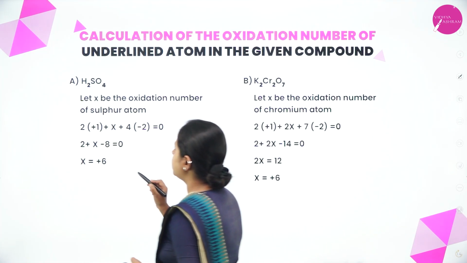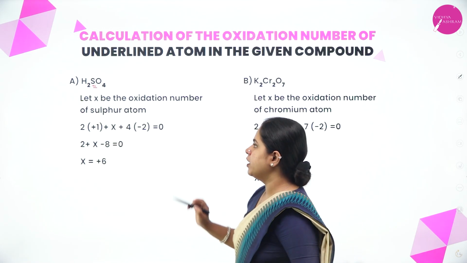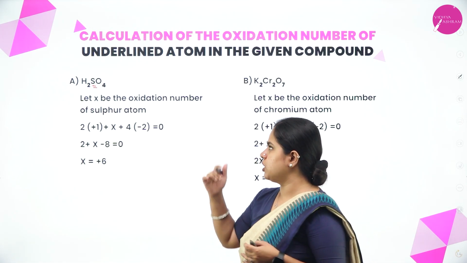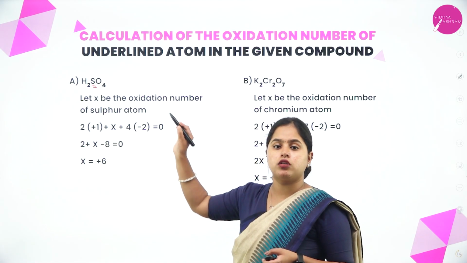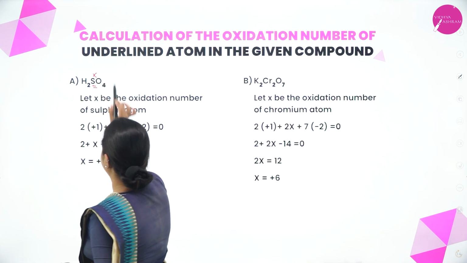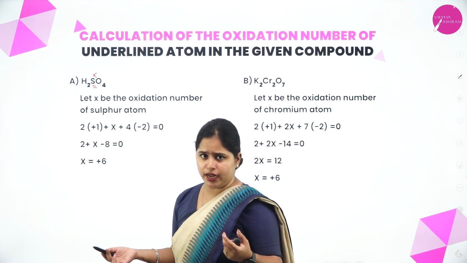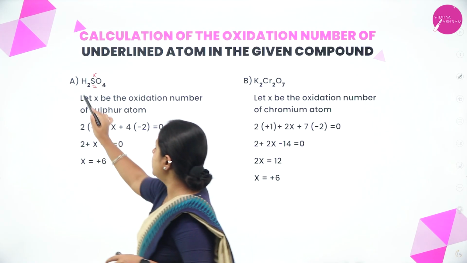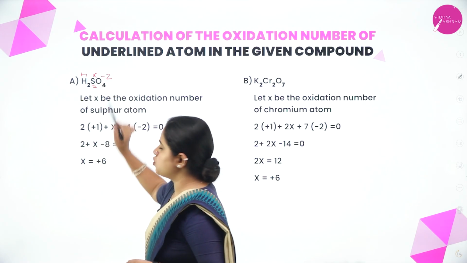So, first let us calculate the oxidation number of sulfur in sulfuric acid, that is H2SO4. Based on the rules that we have studied, we already know the oxidation number of oxygen and of hydrogen. So, using that, we are going to calculate the oxidation number of sulfur. As of now, we don't know it, so we are going to take it as X. As you can see, H2SO4 is not a hydride. Except in hydrides, in all other cases, the oxidation number of hydrogen will be +1. And for oxygen, it will be -2.